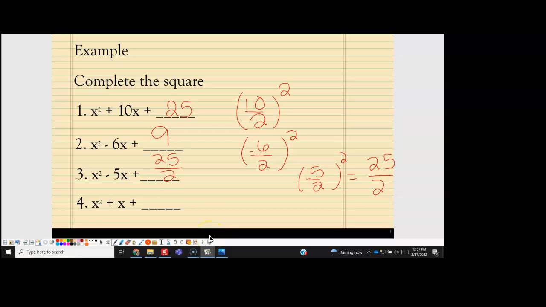And then number 4, we have x squared plus 1. So 1 divided by 2 squared gives 1/4. So you complete the square by adding a 4. Yes? Would it be 25 over 4? Oh, thank you.